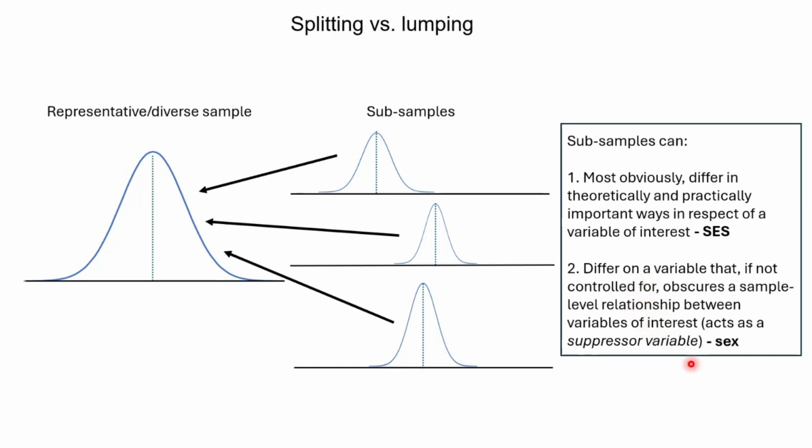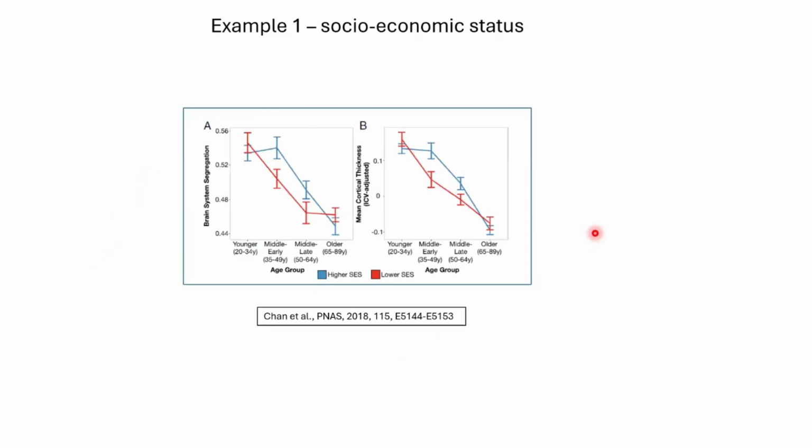And the example I want to give there is sex. Not because we haven't talked about sex already, it's because it's the only example I've got in my own data. And it's also, in this case, quite a nice one. So these are the examples I want to give very quickly. This is the example from socioeconomic status.